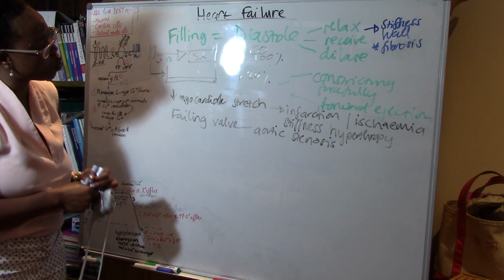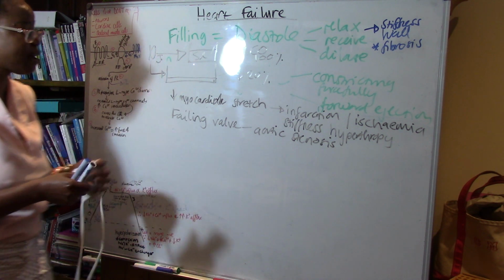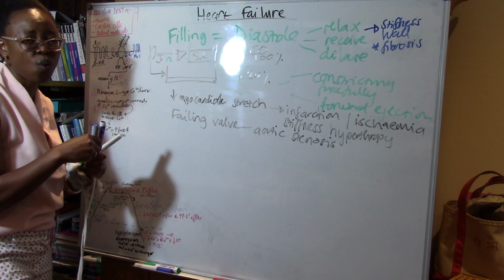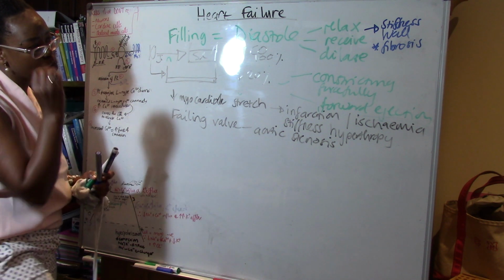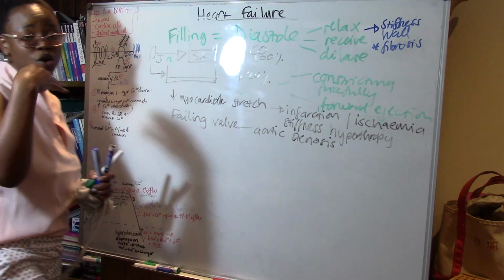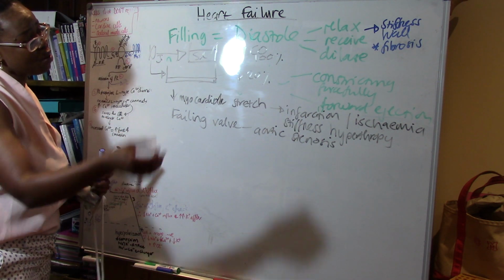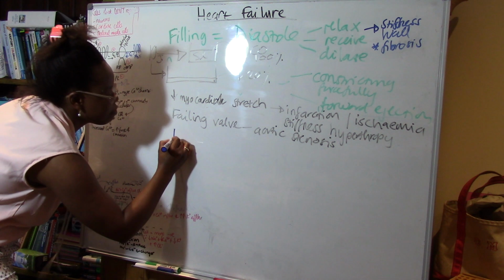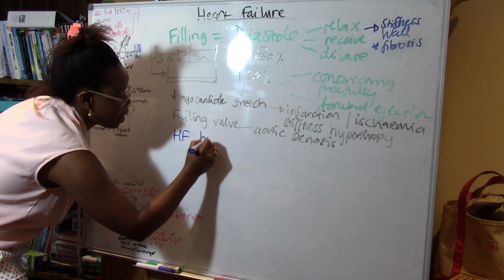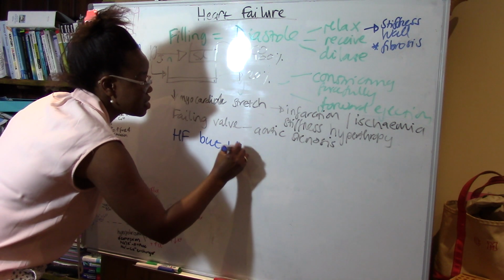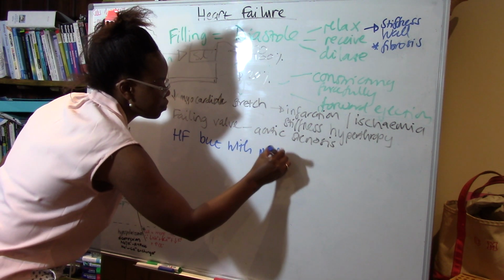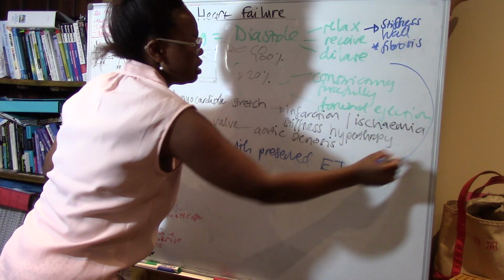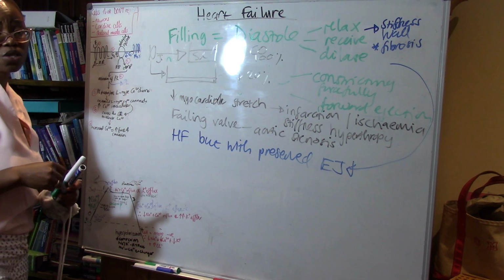So we have now talked about what heart failure is and the two types of heart failure, where the systolic heart failure is heart failure with reduced ejection fraction, which means that we cannot eject blood going forward. And then we also have heart failure, but with preserved ejection fraction, and that is really diastolic heart failure.